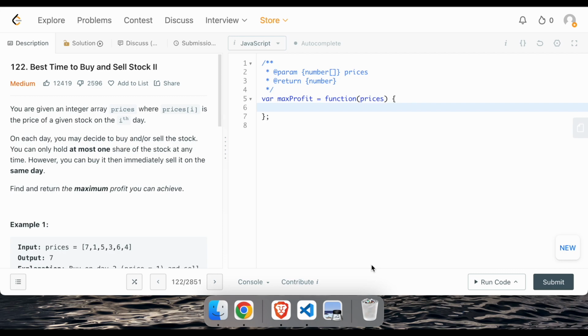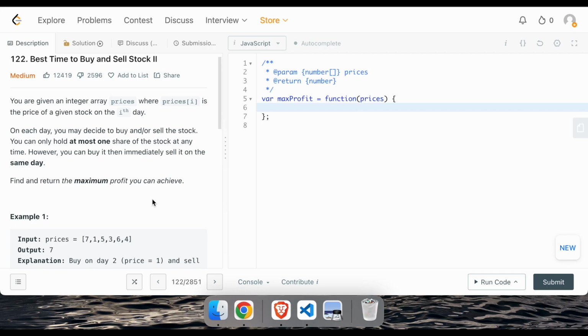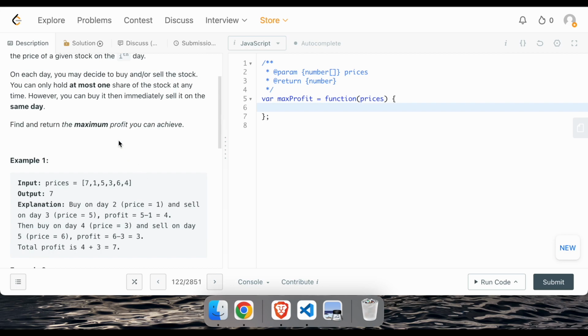You are given an integer array prices where prices[i] is the price of a given stock on the ith day. On each day, you may decide to buy and/or sell the stock. You can only hold at most one share of the stock at any time. However, you can buy it and then immediately sell it on the same day. Find the maximum profit you can achieve.